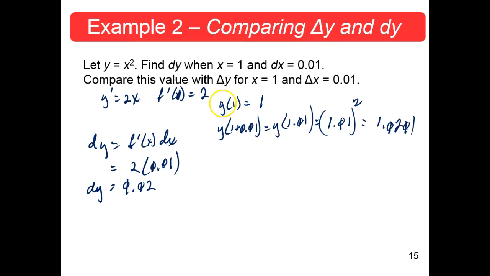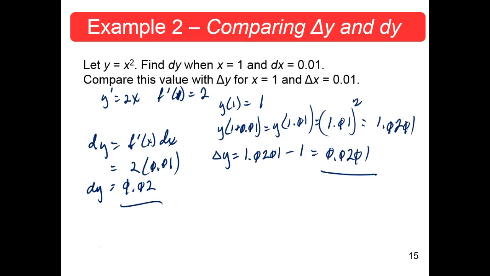So now you have y of 1 and y of 1 plus delta x. So the change of y would be 1.0201 minus 1, which is 0.0201. So your dy here was that, your delta y was that. I'd say they're pretty close, wouldn't you? Close enough for government work. Okay?